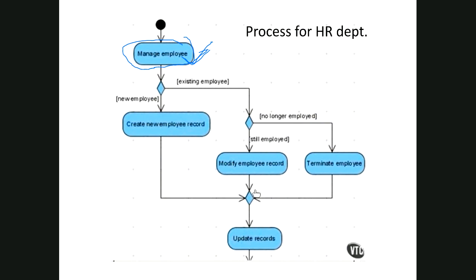If suppose I'm trying to manage an existing employee, then I'll move forward, and then again a question is asked. The existing employee that you are trying to manage, is he no longer employed in your organization or is he still employed? If he is no longer employed, you will follow this direction. If he is still employed, you will follow this direction. So if he is still employed, then you will modify the employee record. If he is no longer employed, then you will terminate his employee card.